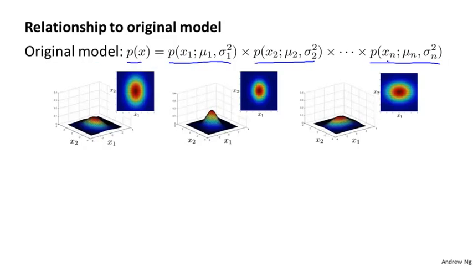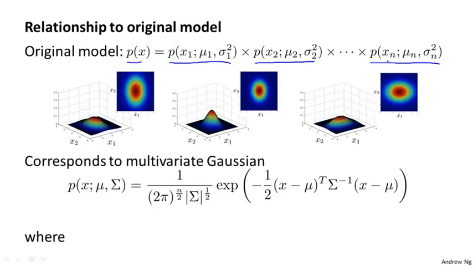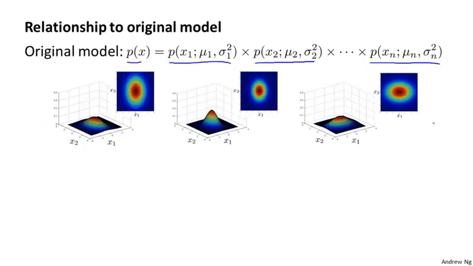And in particular, it turns out that the original model corresponds to multivariate Gaussians where the contours of the Gaussian are always axis aligned. So all three of these are examples of Gaussian distributions that you can fit using the original model. It turns out that that corresponds to a multivariate Gaussian where the ellipses here are the contours of this distribution. This model actually corresponds to a special case of a multivariate Gaussian distribution.